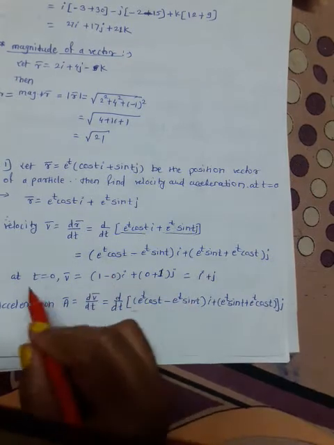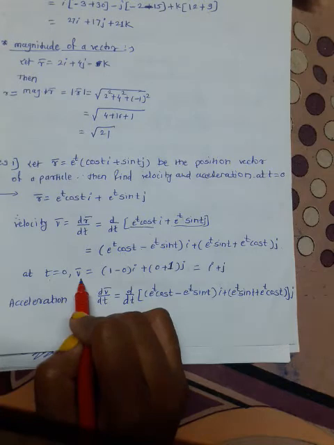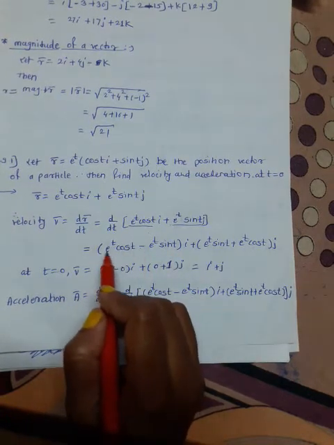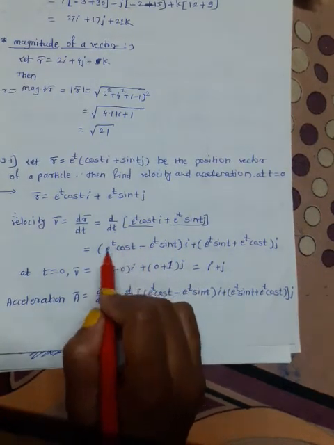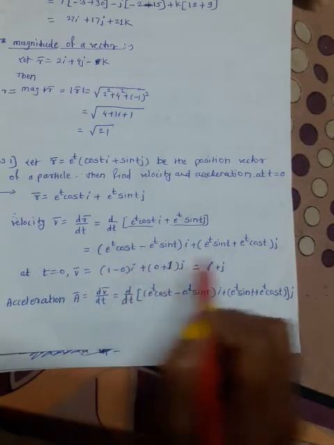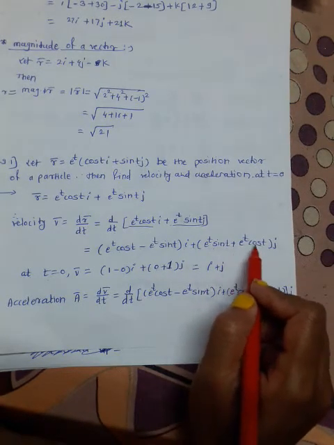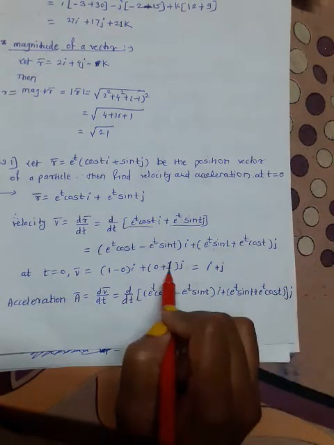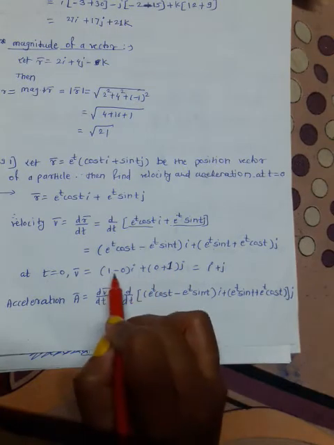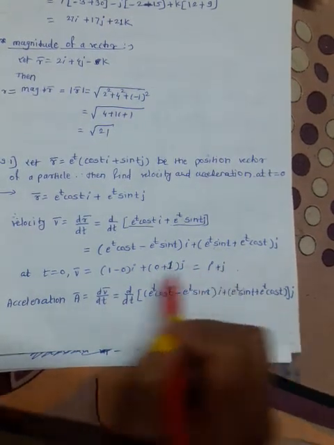Now we have to simplify for t equal to 0. Put t equal to 0 in the velocity vector. We know cos 0 is 1, e raised to 0 is 1, 1 into 1 is 1, minus sin 0 is 0, plus e raised to t sin 0 is 0, plus e raised to 0 cos 0 is 1 into 1, that is 1 j. The final answer is 1i plus 1j, that is i plus j. This is the velocity vector.